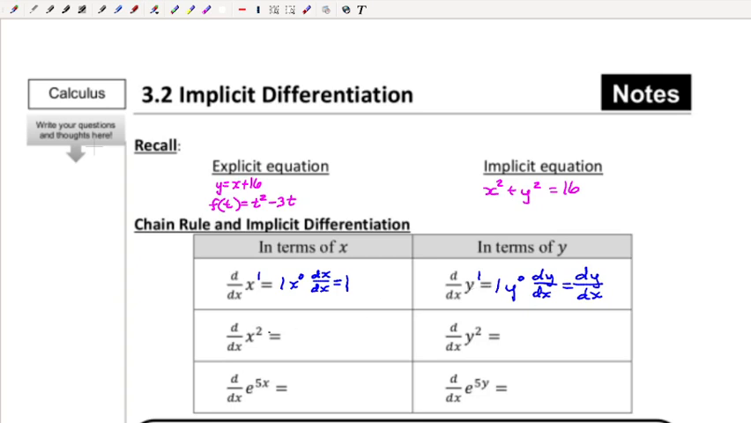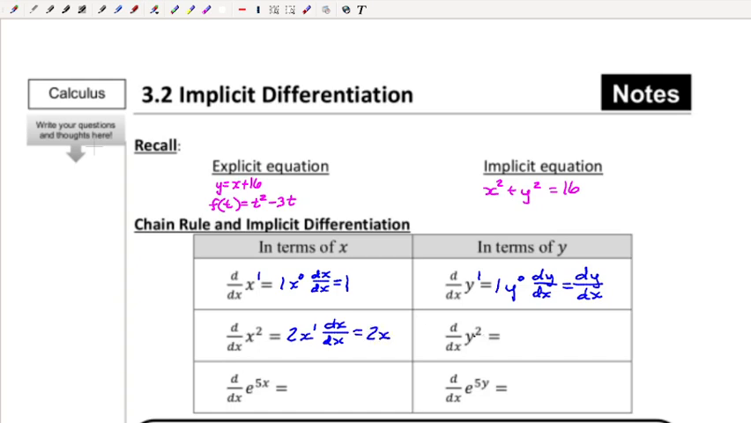Similarly, if I was going to do this again, the 2 comes down in front, I get an x to the 1, and then it would be like there was a dx dx written after it. Again, thinking chain rule, thinking derivative of your inside. Your inside is just the x itself. And we know this is going to simplify down to just 2x.